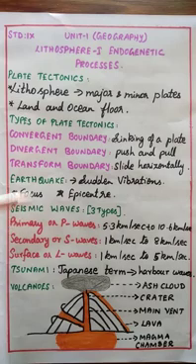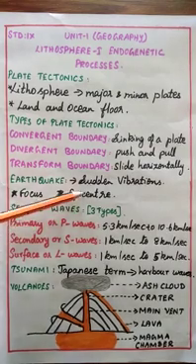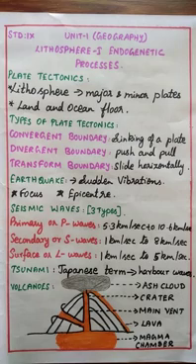Next we are going to see the earthquake. An earthquake is a sudden vibration caused in the earth's crust, which spreads outward in all directions as waves from the source of disturbance. The point of origin of the earthquake is called the focus, and the epicenter is the point on the earth's surface that lies directly above the focus.